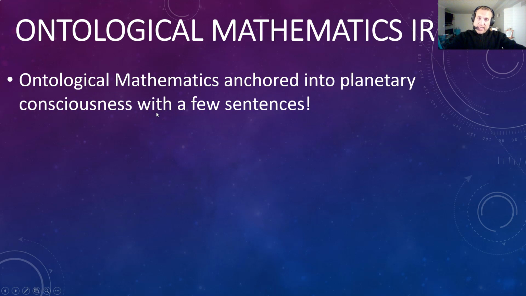So that's why this is such a big deal, because ontological mathematics, this whole philosophy of why existence exists in the first place, how it exists, its structure, what our purpose in it is, and what we are as humans, and whether or not we have souls, and what is the purpose of our souls. That's the whole philosophy of ontological mathematics. And through this problem of climatological ontological mathematics, this is a vector to get ontological mathematics as a philosophy and concept anchored into planetary consciousness with just a few sentences. And it would work as simple as this.